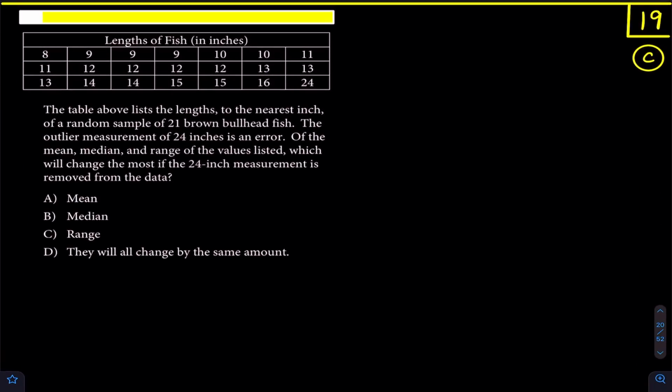Moving on to problem 19. This problem says the table above lists the lengths to the nearest inch of a random sample of 21 brown bullhead fish. The outlier measurement of 24 inches is an error. Of the mean, median, and range of the values listed, which will change the most if the 24-inch measurement is removed from the data? So what this problem is saying is, hey, we're going to get rid of this 24. It's an error. Which of these is going to be affected the most?